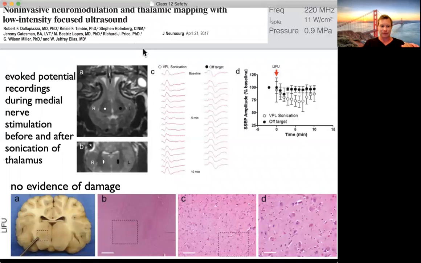So this is one paper here by Robert de la Piazza, and this is the one that I just mentioned where they were stimulating the median nerve and then looking at the evoked potential, which you see in black. But then when they sonicated, they were able to suppress the evoked potential, and that effect lasted about 10 minutes. Then they took out the brains of their pigs and looked at the H&E histology, and basically they didn't see anything. It all just looks like normal brain on H&E histology.